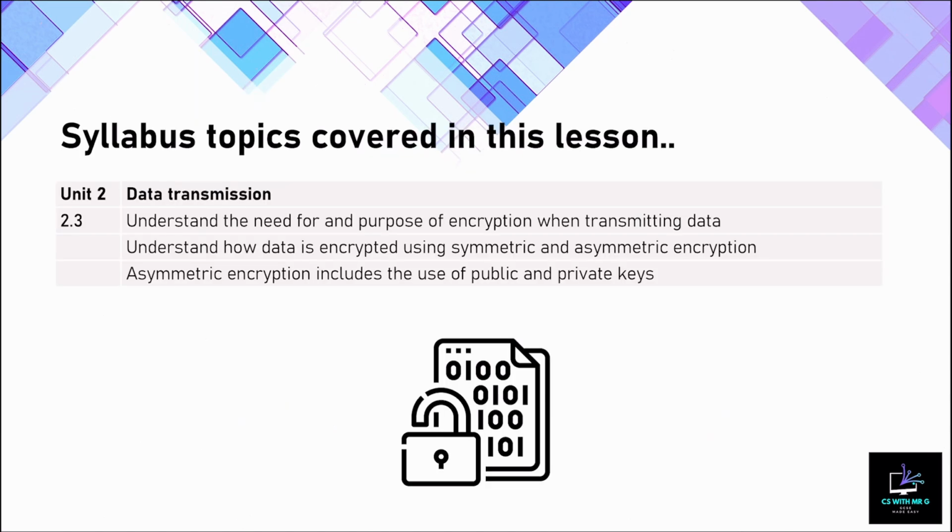So our syllabus topics that we're going to tick off today is to be able to understand the need for encryption and the purpose of it when we transmit data. And then we will understand how data is encrypted using these terms symmetric and asymmetric encryption. And we'll look at the differences between these two types of encryption. The term public and private keys we'll also understand the use of, and there are many other keywords that we need to establish so that we can answer a range of questions when it comes to encryption in any exams.